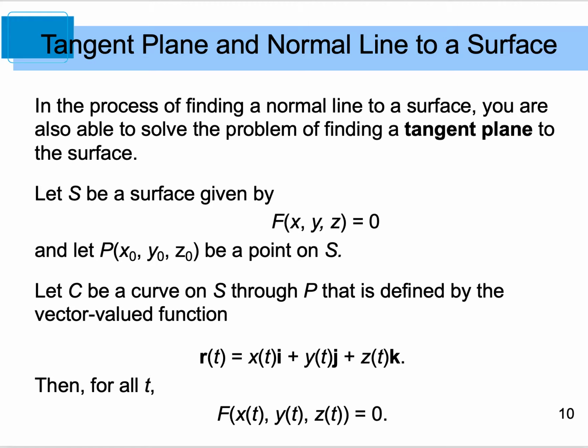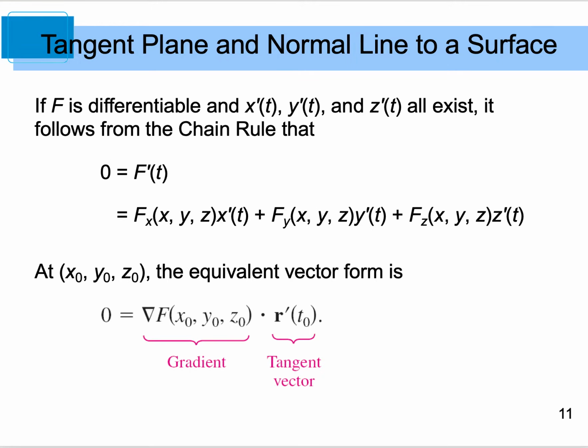So let's say I have some surface given by all of my variables equal to 0. And I'm going to let there be a point on that surface that's x naught, y naught, and z naught. I'm going to describe that using vectors. So I have the vector i, the vector j, and the vector k. For all of that, I need those to be 0 in order for me to have the equation.